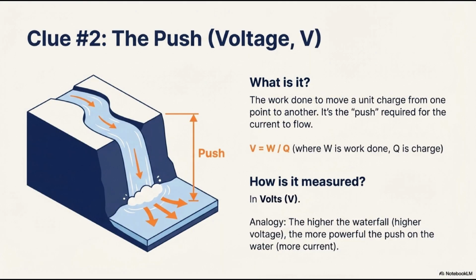Voltage, V. Now let's understand voltage. Voltage is the push that makes current flow. Without voltage, current cannot move. It is written as V and measured in volts. Think of voltage like the height of a waterfall. Higher height means stronger push.